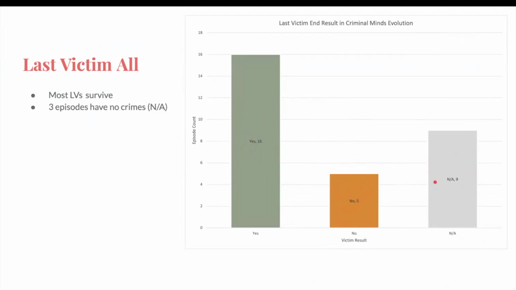3 of the NAs are episodes that had no crimes at all, 2 of which were in season 3. About a third of the NAs are just from episodes with no crimes, and the remaining 6 are cliffhangers. And as for the yes and no, about a quarter of them are no. It's usually just someone died earlier in the episode and it wasn't the very end. So in season 3, all of the victims survived except for 2 cliffhanger episodes and 1 episode with no crimes at all.